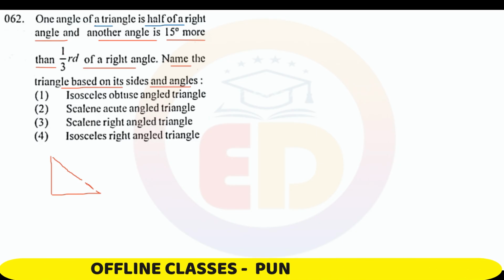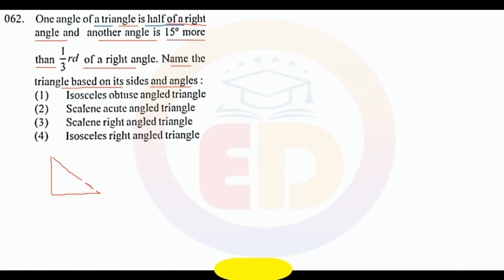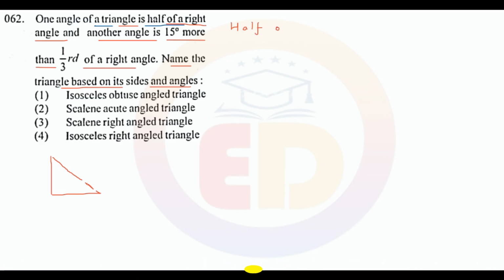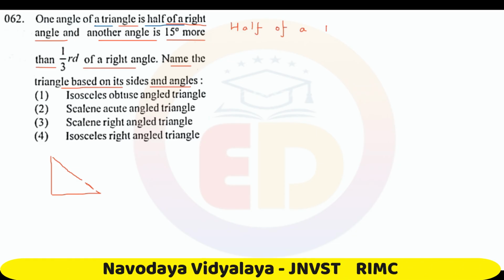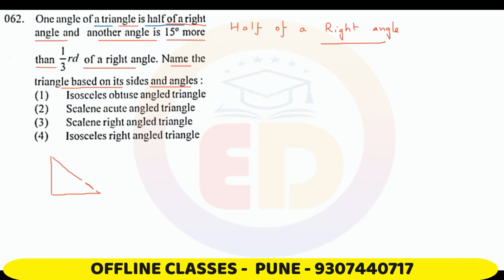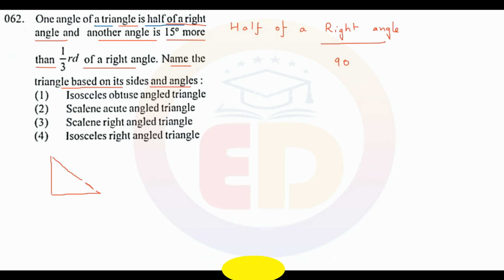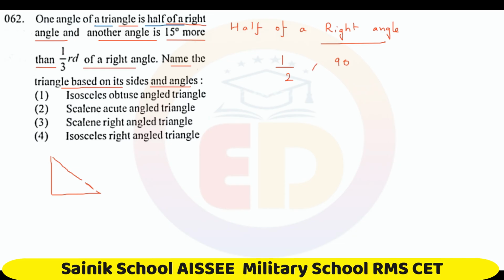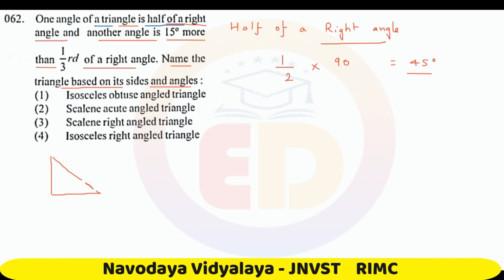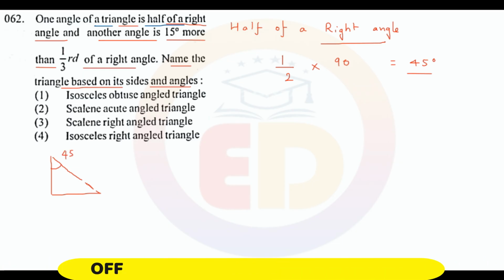Now let us find the angles using the statements. They say the angle of a triangle is half of a right angle. Now half of a right angle, a right angle is 90 and half of it will be 45 degree. So one of the angles they say is 45 degree. Let us assume this angle is 45 degree.